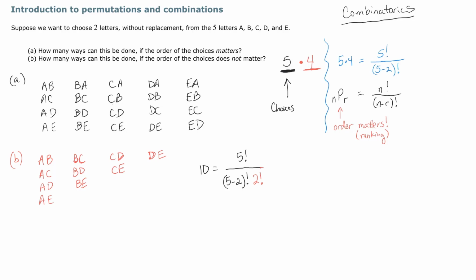If you don't believe me, go ahead and compute that out. Here, I'll do it really quick. 5 times 4 times 3 factorial over 3 factorial times 2 factorial. The 3 factorials reduce, and then 20 divided by 2 is 10. And there it is. We have a notation for this.